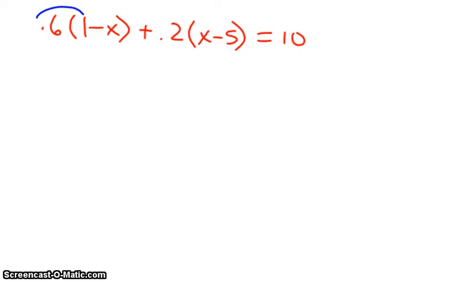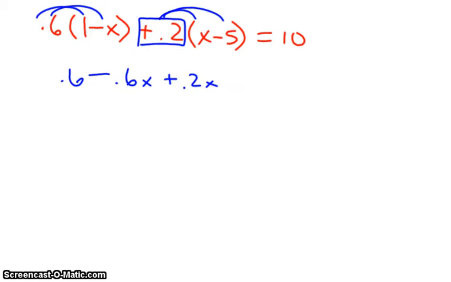0.6 times 1 is 0.6. 0.6 times negative x is negative 0.6x. Okay, next, this is a positive 2, as I see. So I'm going to multiply positive 2 times x, and I get positive 0.2x. And positive 2 times negative 5. Ooh, that's kind of hard here. But that comes out to be negative 10, equals 10.